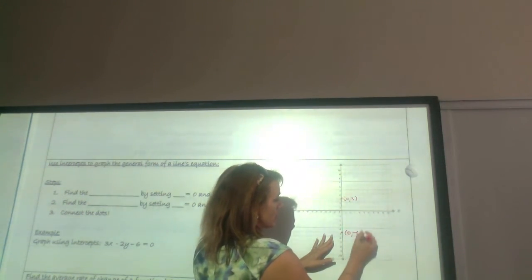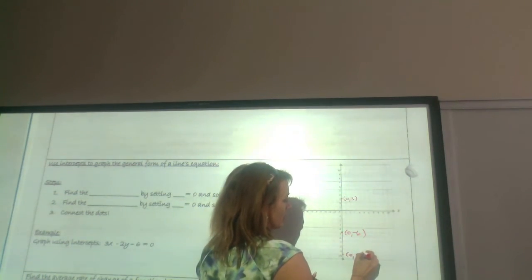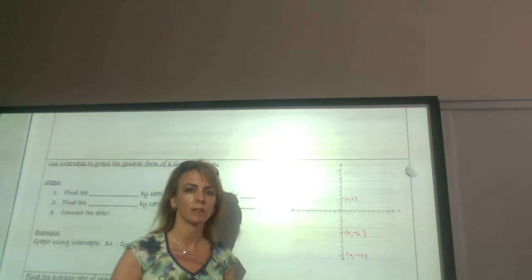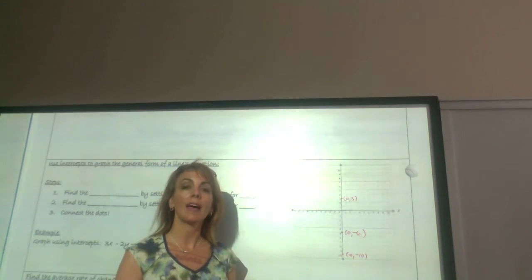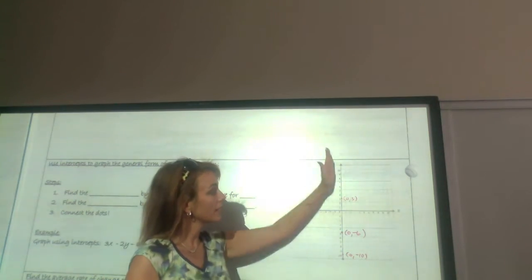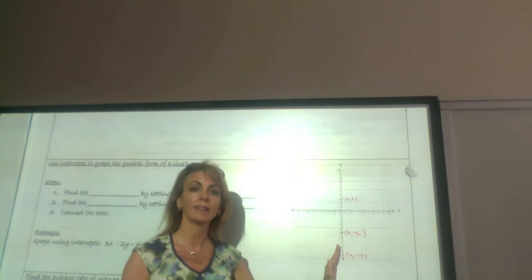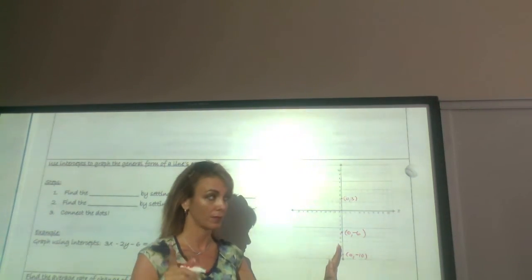0, negative 6. Or maybe here? 0, negative 10. What can you tell me about their coordinates? Coordinates all have an x value of 0. Okay, so that means that anything that's on the y-axis or any y-intercept is going to have an x value of 0. Good to know.